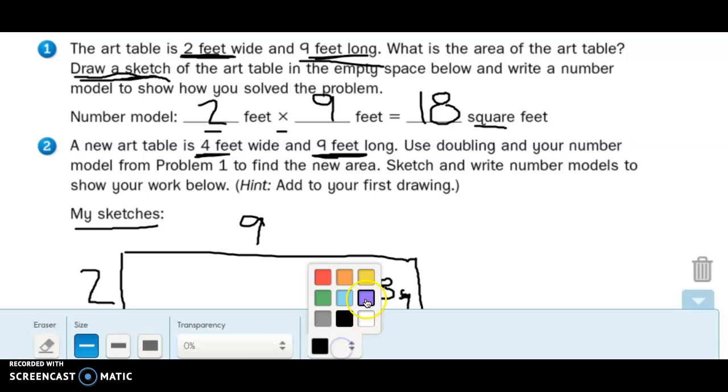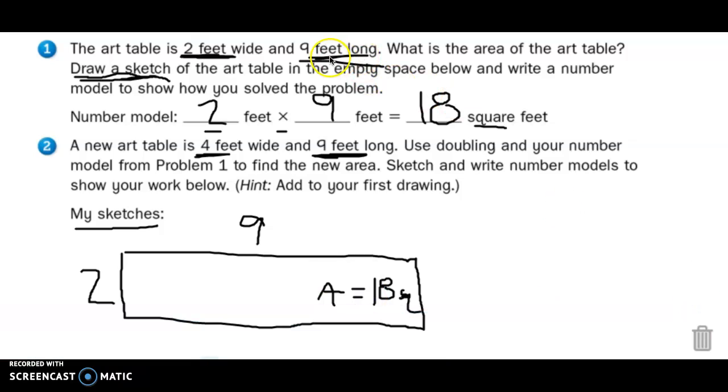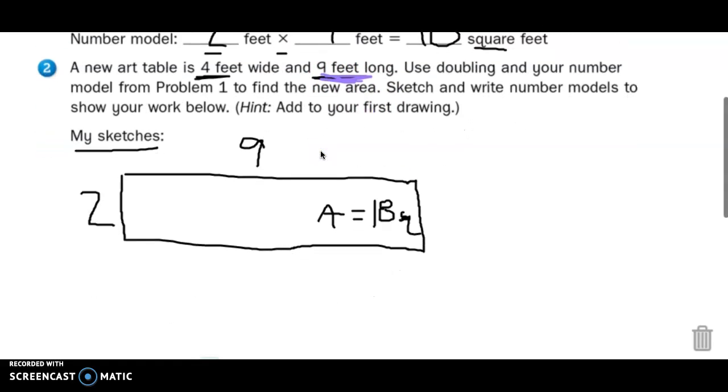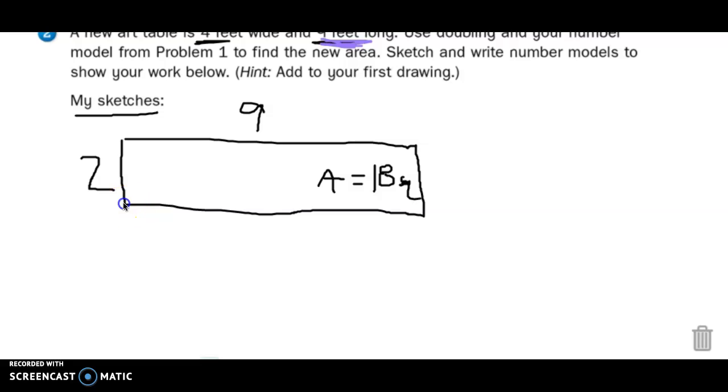I'm going to use this color to show you something. If this is 9 feet long and we need 9 feet long, we can use this line again because this is 9. Right? If the top is 9 and the bottom is 9, okay.